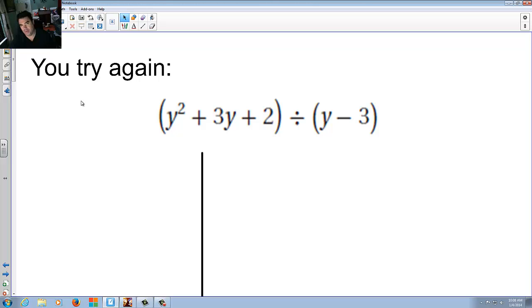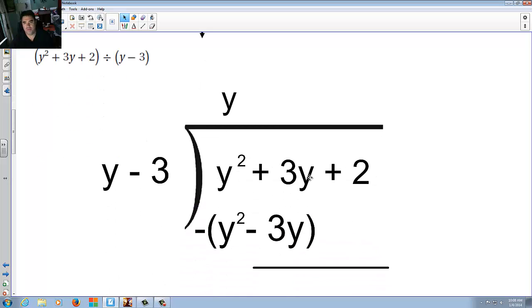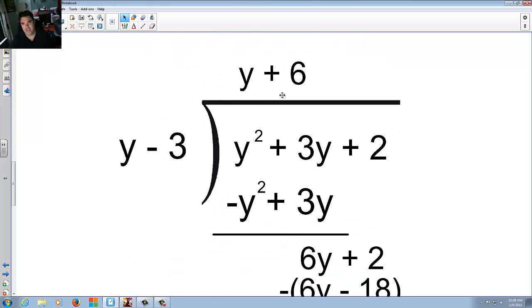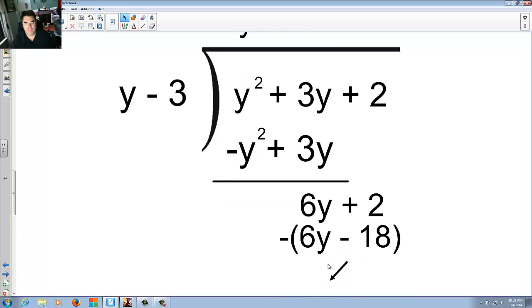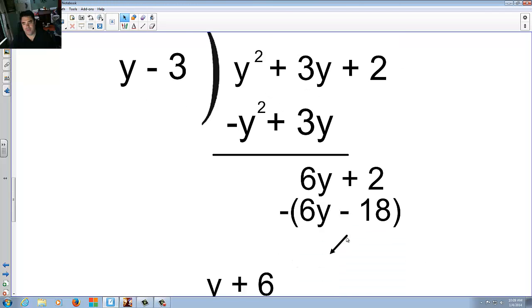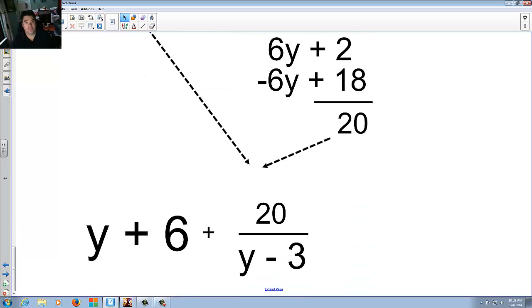You try again. Go ahead. Let's see how you did. So we're going to go ahead and take y squared plus 3y plus 2 divided by y minus 3. Y times y is y squared. Y times negative 3 is negative 3y. Switch all the signs. So it's positive 3y. 6y total. Plus 2 comes down. 6 times y is 6y. 6 times negative 3 is negative 18. But remember, we're switching the signs. Which is going to make this plus 18, which makes 20. 20 is the remainder, and 20 over y minus 3. And there you have that.